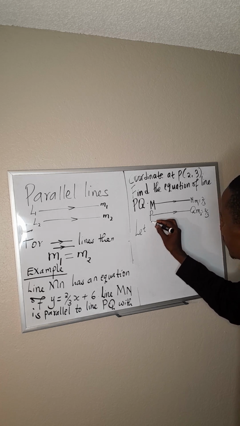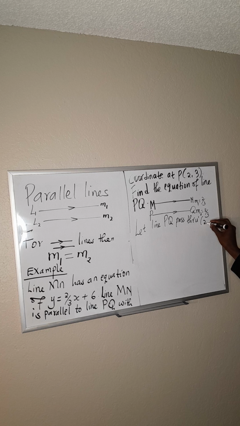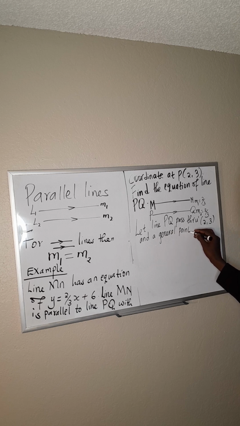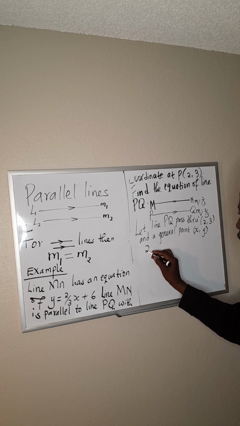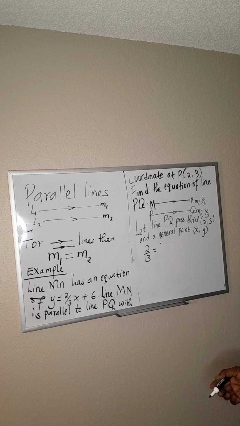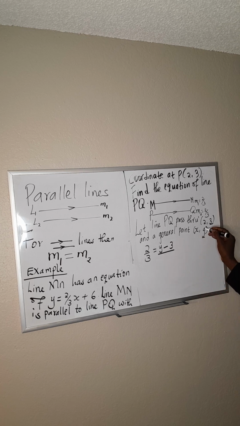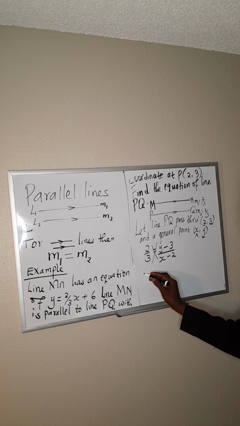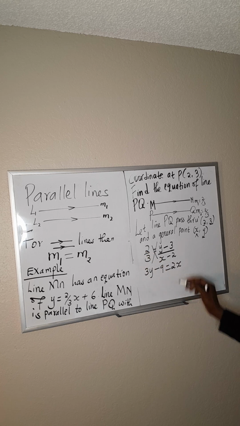Now we say let line PQ pass through coordinate (2, 3) and a general point, x, y. Then we equate these two to the gradient, because we already have the gradient. The gradient 2 out of 3 is equal to, if I am finding the gradient, I subtract the y coordinates from each other, so y take away 3, out of the x coordinates, x take away 2. Then I cross multiply. When I cross multiply, I have 3 times y is 3y, 3 times 3 is minus 9, equal to 2 times x is 2x, then 2 times 2 is minus 4.